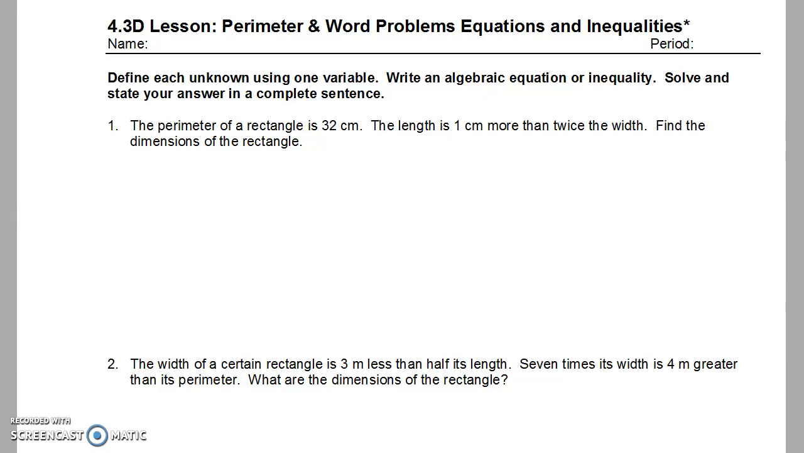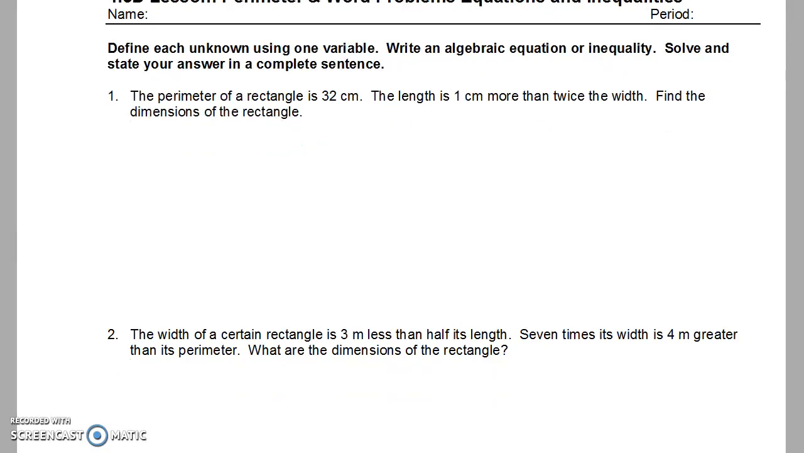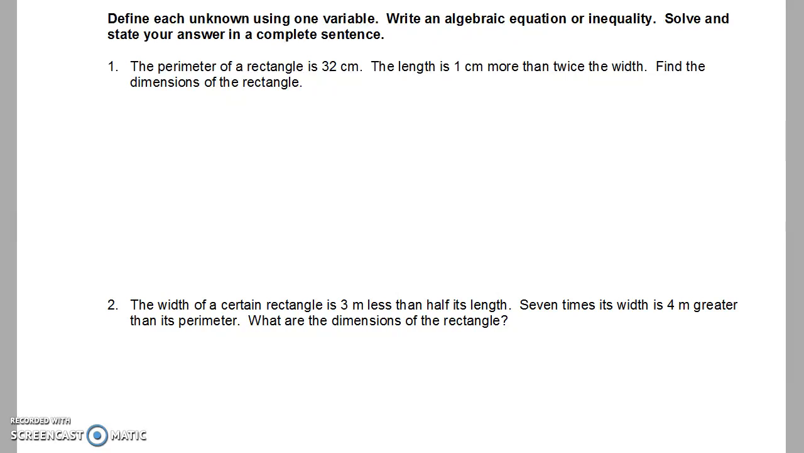Today, we're going to learn about the 4.3D lesson, Perimeter and Word Problem Equations and Inequalities. We're going to be focusing mostly on rectangles. If you remember correctly from 6th grade and 5th grade, the perimeter of a rectangle is the distance all the way around the shape. While it's not required, drawing a picture can be really helpful to make sure you don't make careless mistakes of only adding up half of the perimeter instead of all of it.